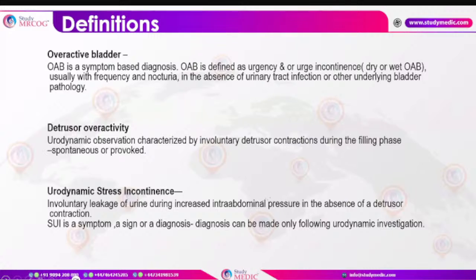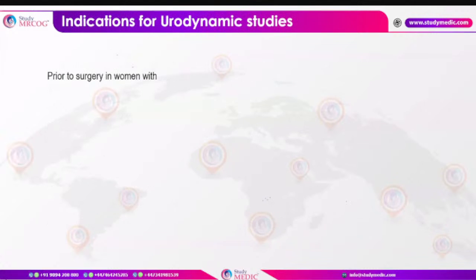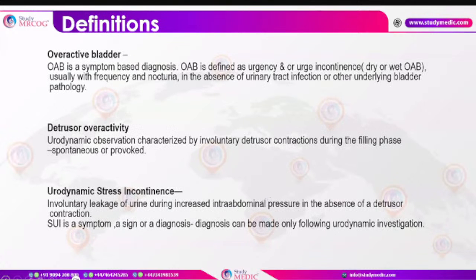Now, detrusor overactivity. This is a urodynamic observation that is characterized by involuntary detrusor contractions during the filling phase, and these contractions, they could either be spontaneous or provoked. Now, urodynamic stress incontinence. Whenever there is involuntary leakage of urine during increased intra-abdominal pressure in the absence of a detrusor contraction. So, stress urinary incontinence, it is a symptom, it is a sign, or it even could be a diagnosis. So, diagnosis you will say whenever you have made some urodynamic investigation.